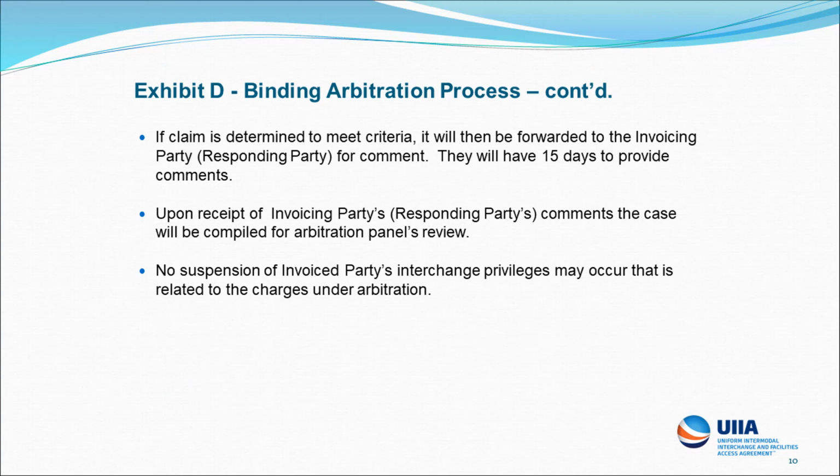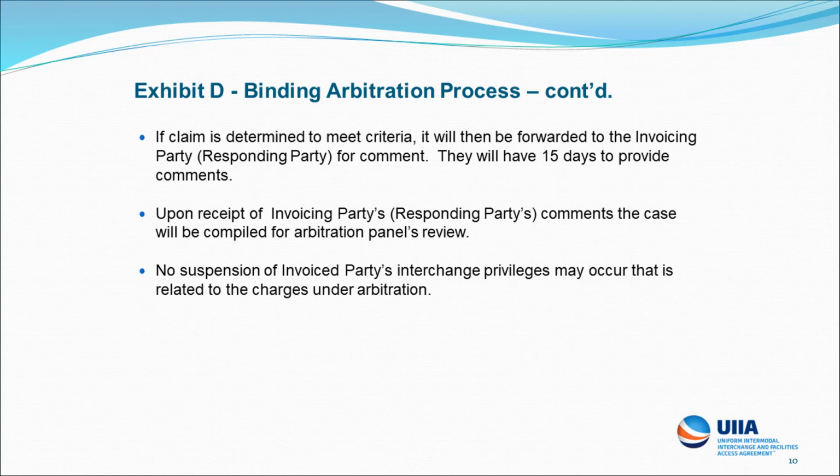If the claim does meet the criteria for submission under the binding arbitration process and it's going to go through the whole process, the actual case documentation is then forwarded to the responding party for comment. They have 15 days to provide their comments. Once they provide their comments, we then compile the case and then send it to the arbitration panel for review and determination. The arbitration panel members are made up of IAC members, the group that oversees the administration of the UIIA. So it would go to modal members that are involved in the case. So if it's a case involving a steamship line and a motor carrier, that's who would review it.